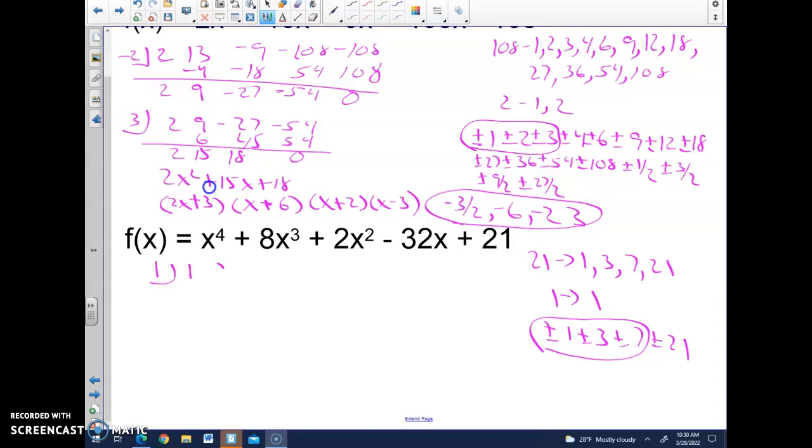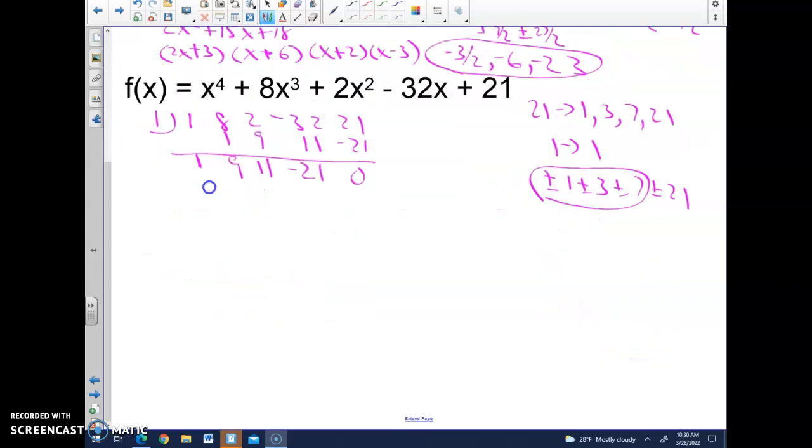So let's start with 1. 1, 8, 2, negative 32, and 21. We drop the 1, we get 1. 8 and 1 is 9. We get 11. We get negative 21. And that's 0. Now this is why you try the number again.